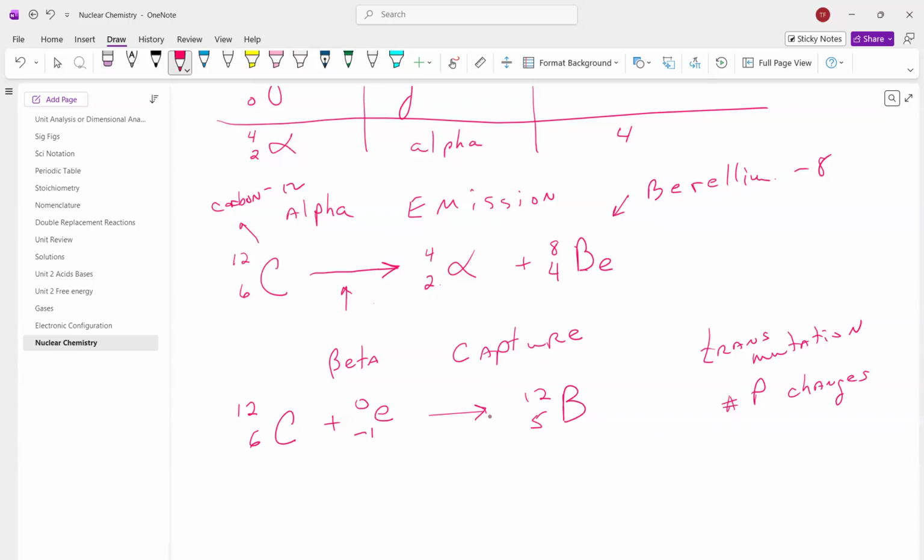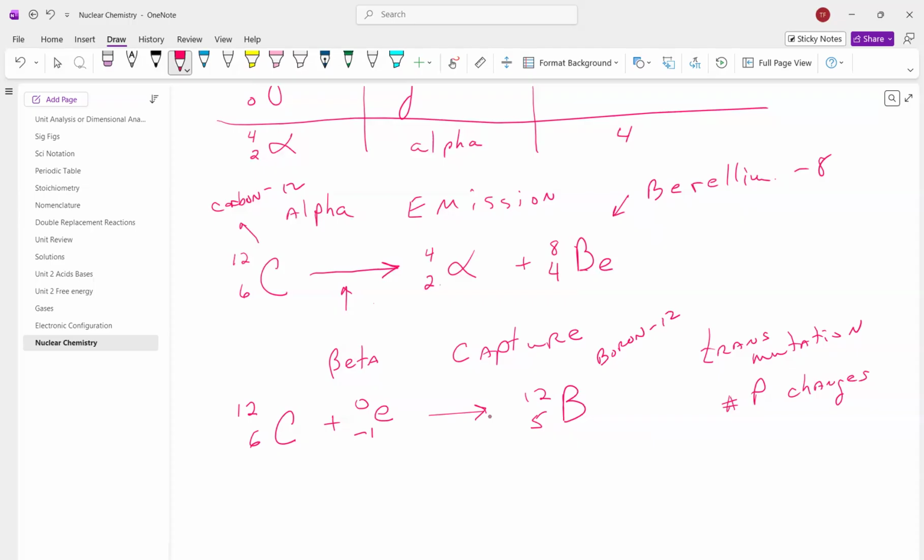And remember, the reason why these reactions occur is for stability. So the boron-12 is more stable than carbon-12. Why? Because it decayed to that. Okay, so does that make sense on these reactions?